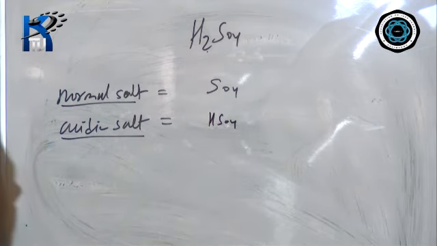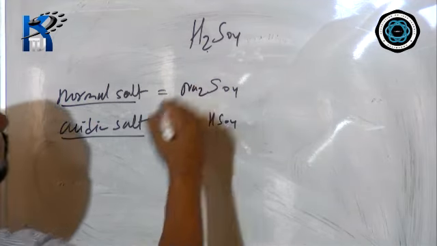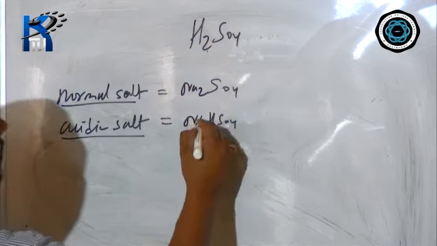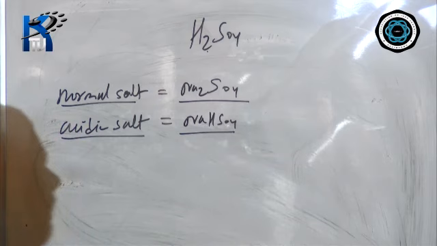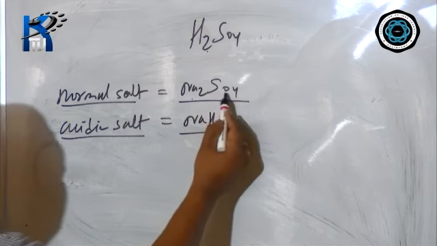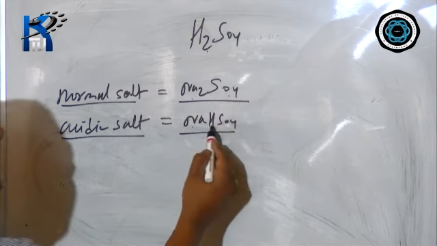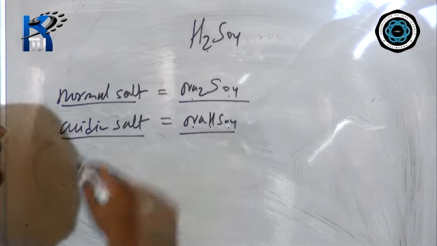Now you can put any metal. So in this case, I am replacing 2 hydrogens with 2 metals. I am replacing 1 hydrogen with 1 metal. So this becomes the normal salt of sulfuric acid. This becomes the acidic salt of sulfuric acid. And the names are sodium sulfate and sodium bisulfate or sodium hydrogen sulfate.